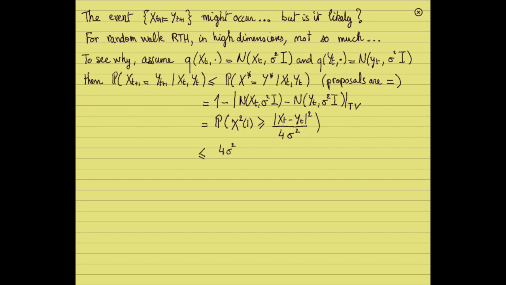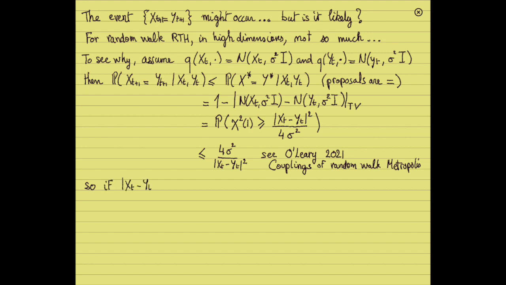And furthermore, by Markov's inequality, this is less than 4 sigma square divided by the square Euclidean distance between xt and yt. And the calculations are detailed, for example, in an arXiv report by O'Leary 2021 called Couplings of Random Walk Metropolis Algorithms. And so what do we see here? That the probability of meeting is going to get small when the distance between the chains gets larger. So if the norm of xt minus yt, which is the Euclidean distance, is large, the probability of meeting might be low.